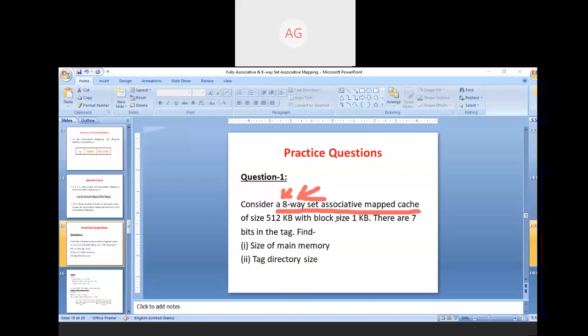and the cache of size 512 KB with block size 1 KB, and there are 7 bits in the tag. So these are the things which are given to you in the question, and you need to find the size of main memory and the tag directory size. So just write these in your copy, what is given in the question and what you need to find out.